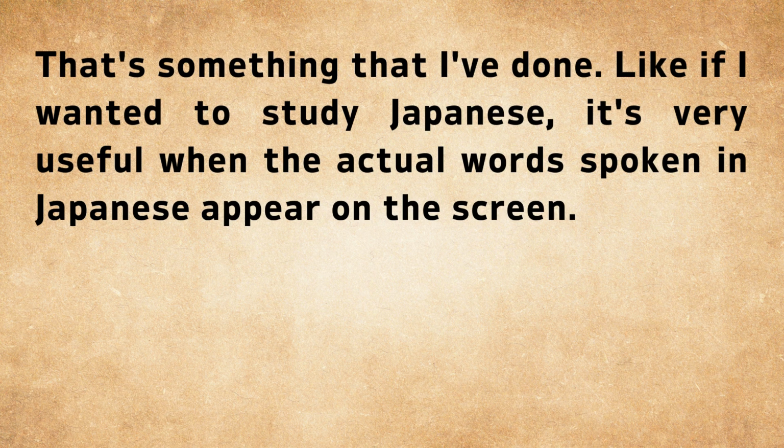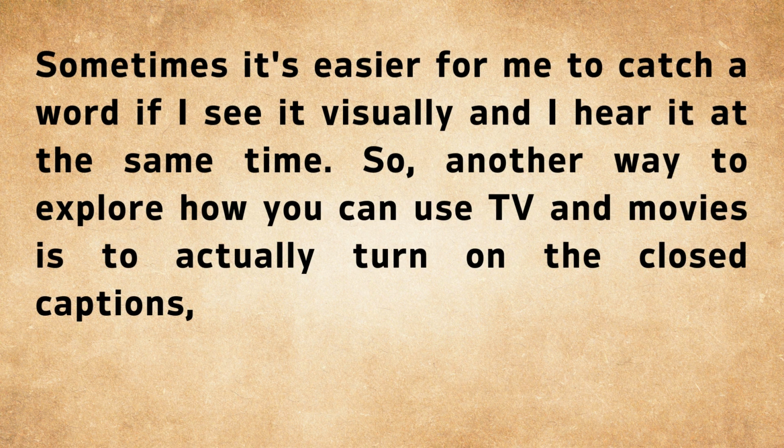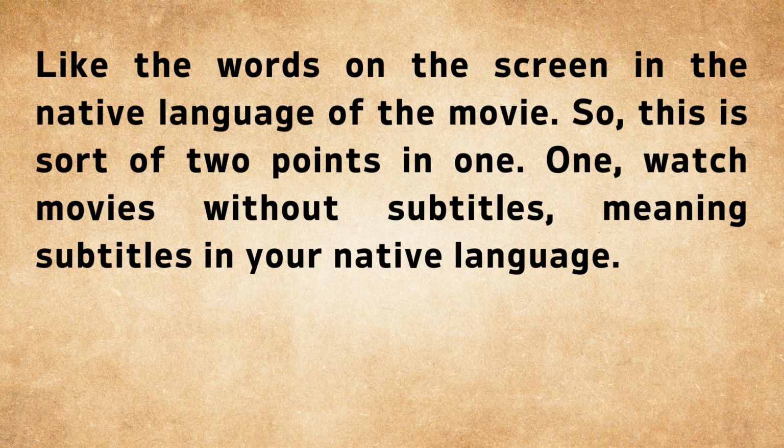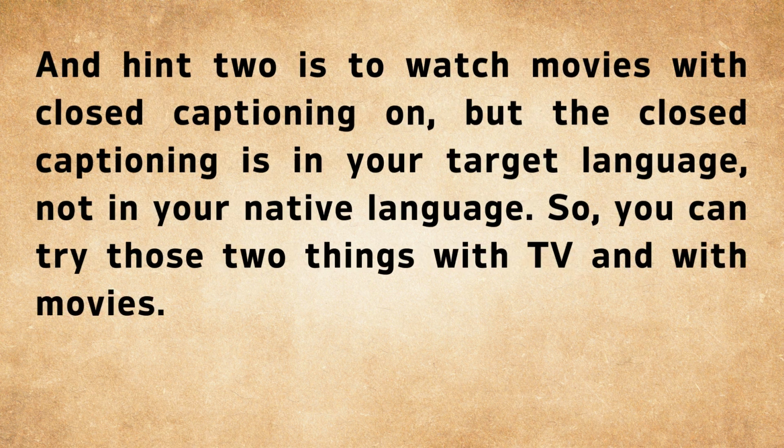Like, if I wanted to study Japanese, it's very useful when the actual words spoken in Japanese appear on the screen. Sometimes it's easier for me to catch a word if I see it visually and I hear it at the same time. So, another way to explore how you can use TV and movies is to actually turn on the closed captions, like the words on the screen in the native language of the movie. So, this is sort of 2 points in one. One, watch movies without subtitles, meaning subtitles in your native language. And hint 2 is to watch movies with closed captioning on. But the closed captioning is in your target language, not in your native language. So you can try those two things with TV and with movies.